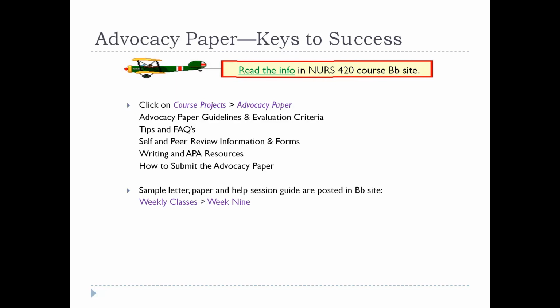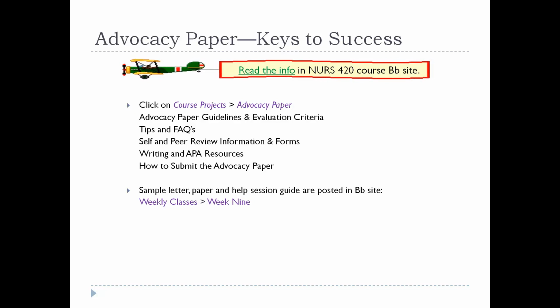Keys to success on the advocacy paper include, first of all, reading the information in the Nurse 420 course Blackboard site. There's lots of information there to help you with this paper. Click on the course menu, Course Projects, Advocacy Paper. You can find the guidelines and evaluation criteria which are important to read through, tips and frequently asked questions from other students who've completed this project in the past.